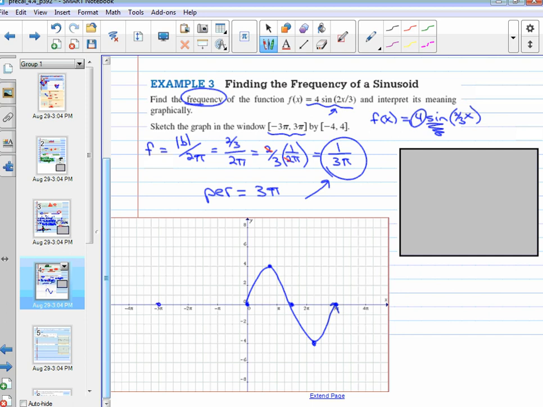One complete cycle is here. Halfway, I'm in the middle. Well, this is coming down. I'm going to be at -4 there. And I'm coming up to +4 here. There it is. Get your calculators out.